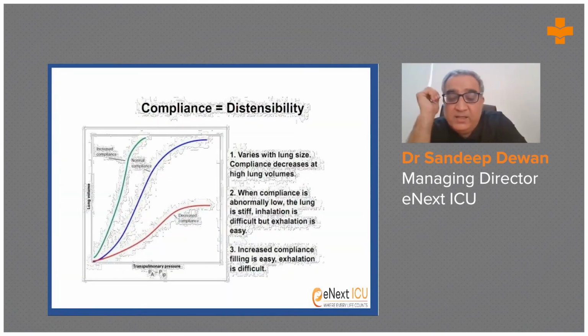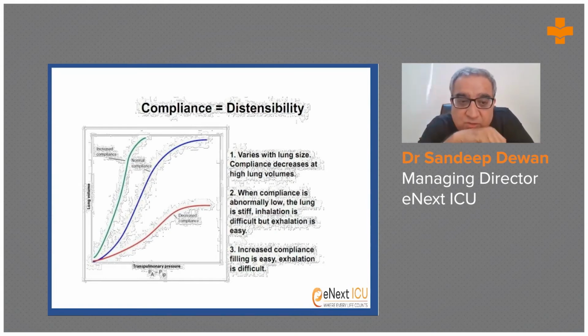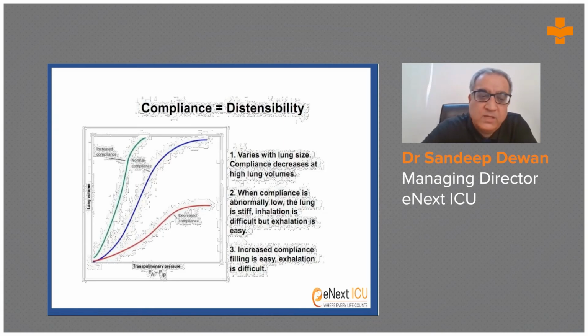This is a diagrammatic representation where on the x-axis you can see the pressure, which is transpulmonary pressure, and on the other axis you have lung volume. So the blue colored graph that you can see is known as the pressure volume loop. This graph is the normal graph where for a change in pressure, there is a change in volume. Every time the pressure goes up, the tidal volume also is delivered.